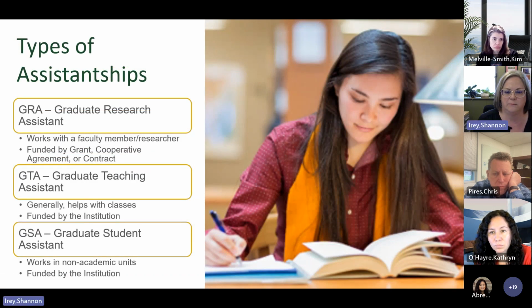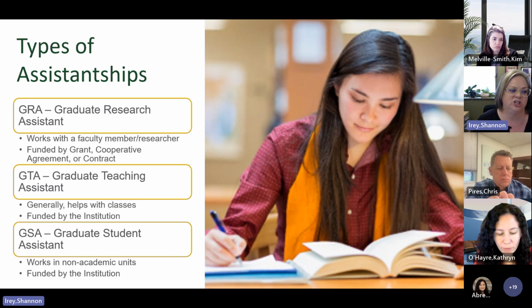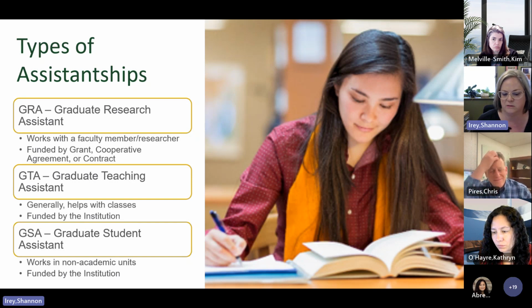We have three main types of assistantships: a GRA, a GTA, and a GSA. Generally, it's our GRAs that are going to be on our sponsored projects. We may have limited situations where a GTA may be on a sponsored project, and that's only if it's written into the statement of work and it's part of the work. And then we have a GSA, which I've never had to deal with much in my role at the institution or here at CSU, but that's also different.